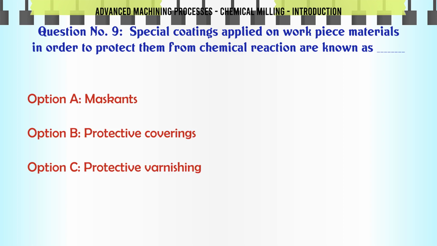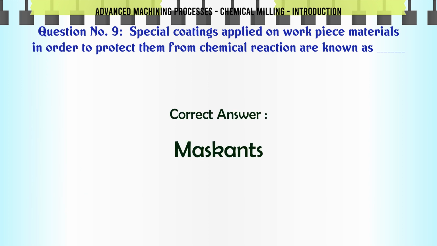Special coatings applied on workpiece materials in order to protect them from chemical reaction are known as A. Maskants. B. Protective coverings. C. Protective varnishing. D. None of the mentioned. The correct answer is maskants.